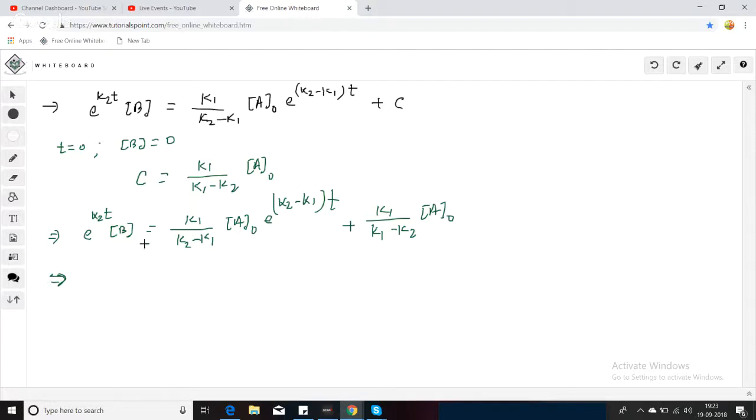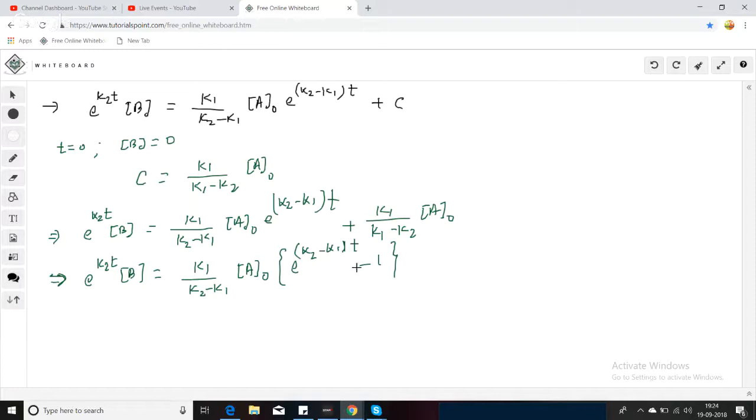So now you see what we'll do. Let's divide both sides by e to the power k2t. First of all, I'll take this term and this term common. You remember one thing, here we have k2 minus k1, and here we have k1 minus k2. So if I write e to the power k2t on the left hand side, concentration of B as it is, and k1 by k2 minus k1, concentration of A naught we are taking common, then what we are left with is e to the power k2 minus k1 into t minus 1. Is it clear?